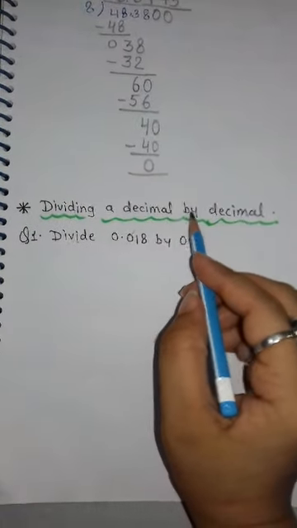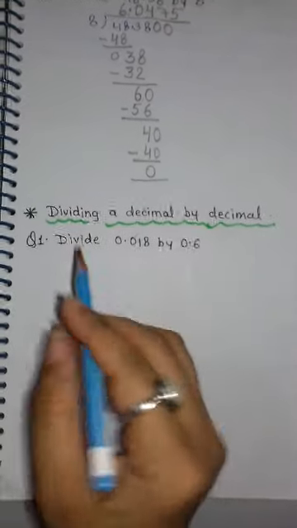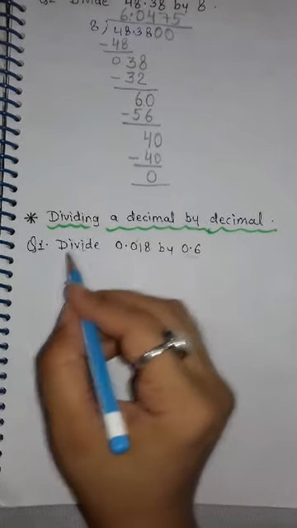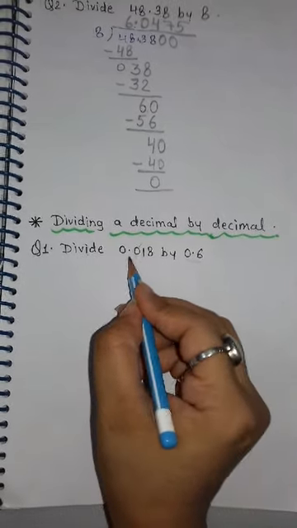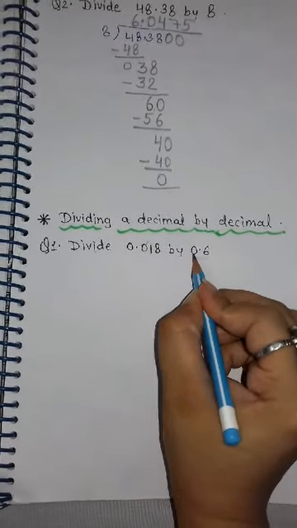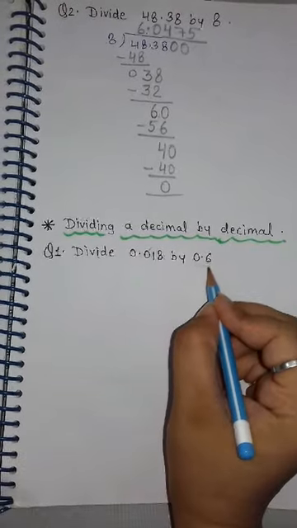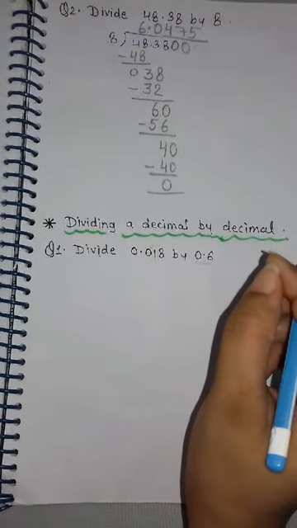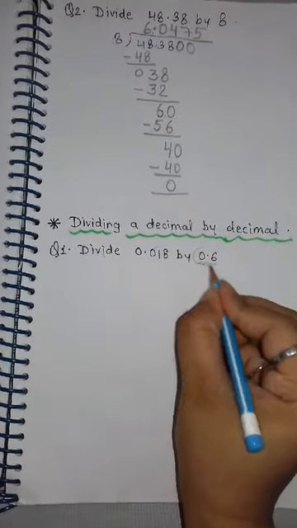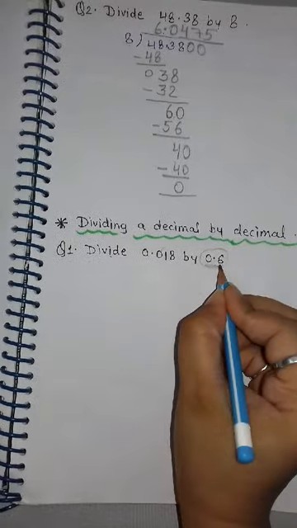Dividing a decimal by a decimal. First, convert the divisor. Here we have to divide 0.018 by 0.6. So first convert the decimal number into a whole number. Here in the divisor, first convert the decimal number into a whole number.